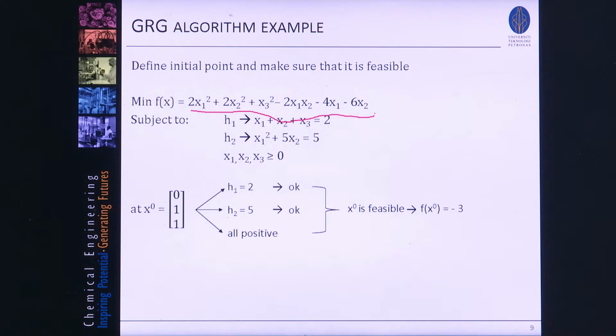So let's see. Now we have this objective function, very nonlinear. We have one linear equality constraint and another nonlinear one. We have 3 variables, 1, 2, 3, and 2 equations, so that means we have 1 degree of freedom. If we start from 0, 1, 1, just taking any arbitrary number, then h1 equals 2 and h2 equals 5, so we satisfy the constraints, all positive. That means this is a feasible point. We put this back into the equation of f, so we get f(x0) equals -3.